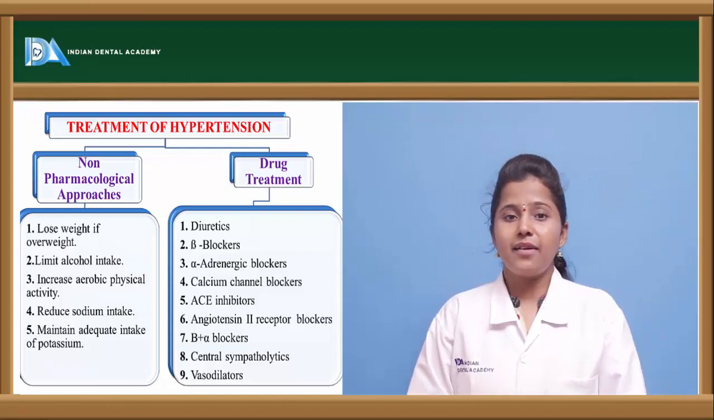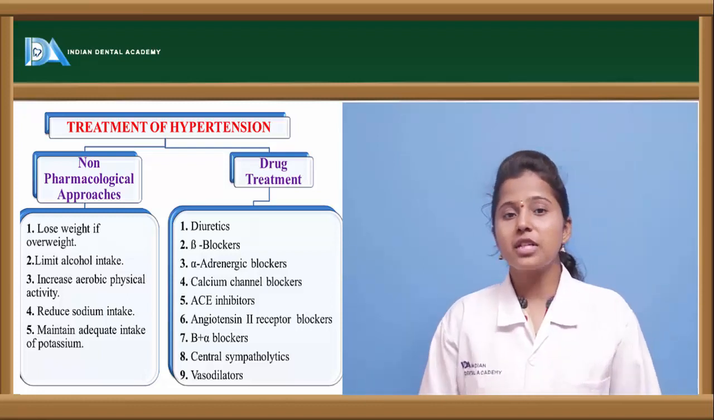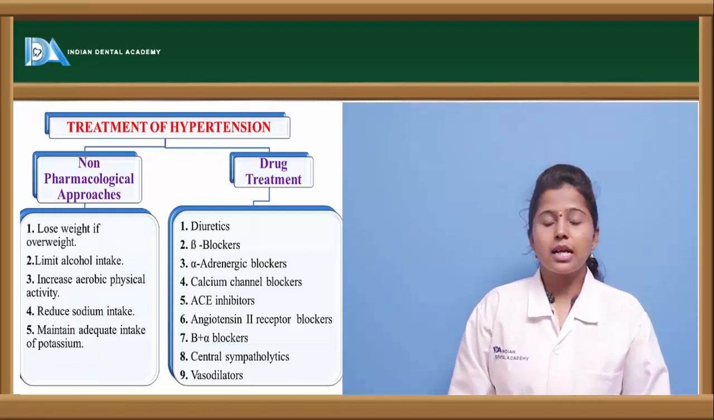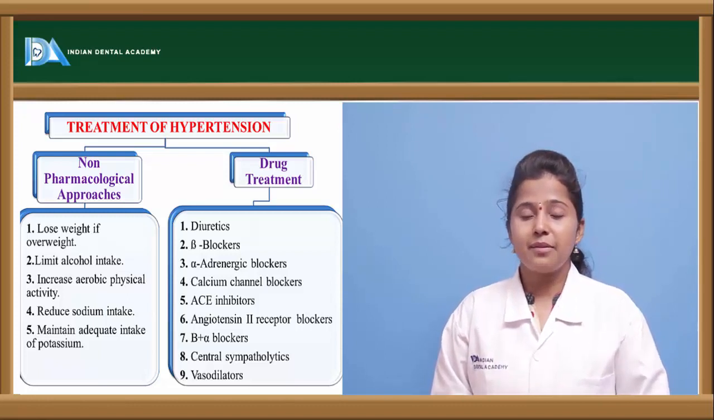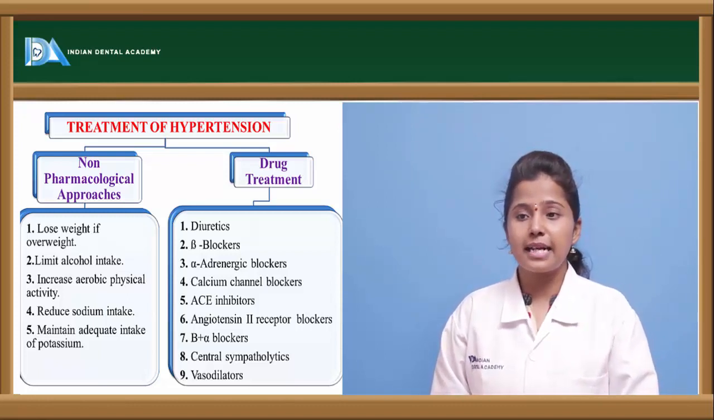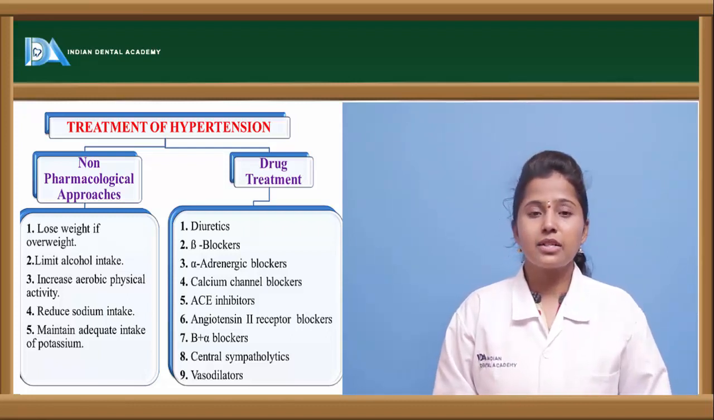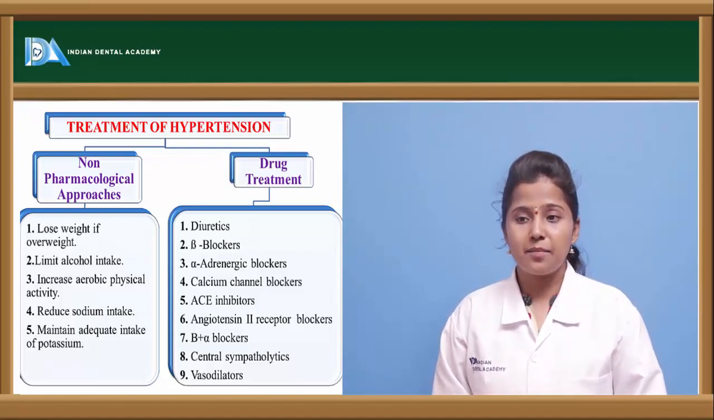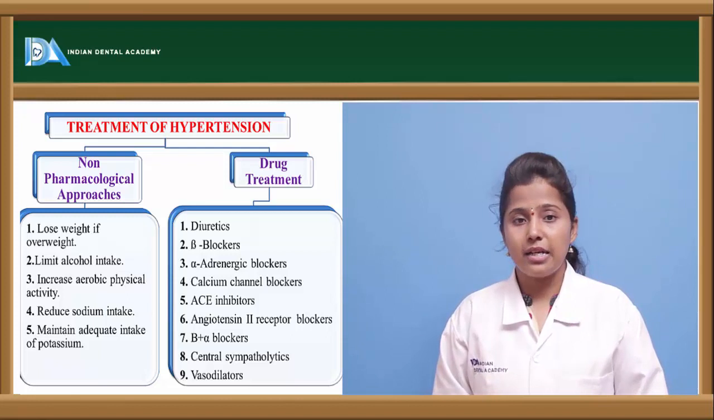Drug treatment. Let us see the pharmacological approaches. What are the drugs used in the treatment of hypertension? The first class of drugs includes diuretics. Second class, beta blockers. Third class, alpha adrenergic blockers. Fourth class, calcium channel blockers. Fifth class, ACE inhibitors, that is angiotensin converting enzyme inhibitors. Sixth class, angiotensin 2 receptor blockers. Seventh class, beta and alpha blockers. Eighth class, central sympatholytics. And ninth class, vasodilators. So now let's see each and every category.